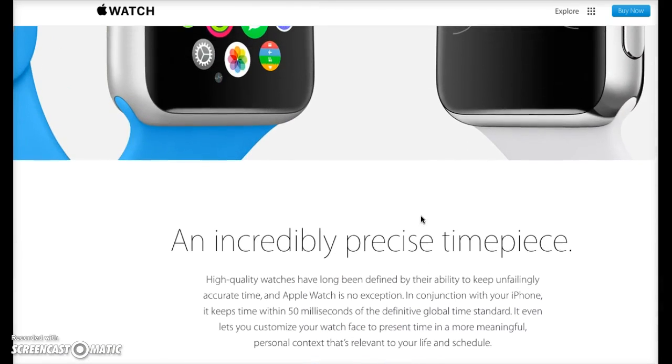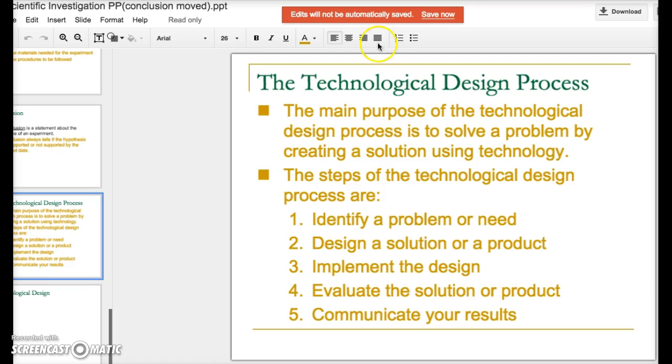So anyways, this is just an example that I wanted to show you of what we're talking about today with today's lesson. And other than that, I think that's it for us today.